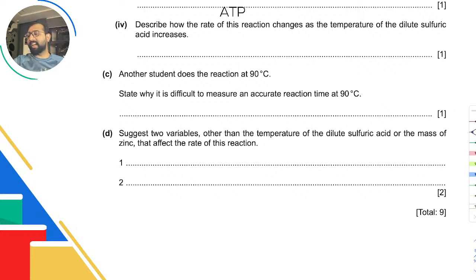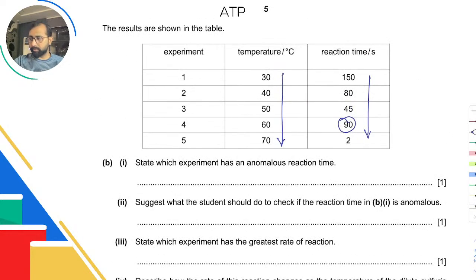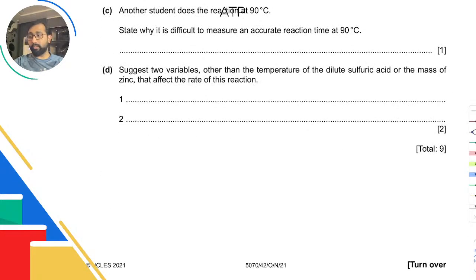Another student does the reaction at 90 degrees Celsius. So at 70 it was 2 seconds, and this student suddenly took the temperature to 90. So the time will come out to be even less than 2 seconds. Super difficult to measure, right? Especially if the student is just using a normal thermometer and looking at it. Super difficult to measure the rate of reaction here, okay? So yeah, we should not be doing this.